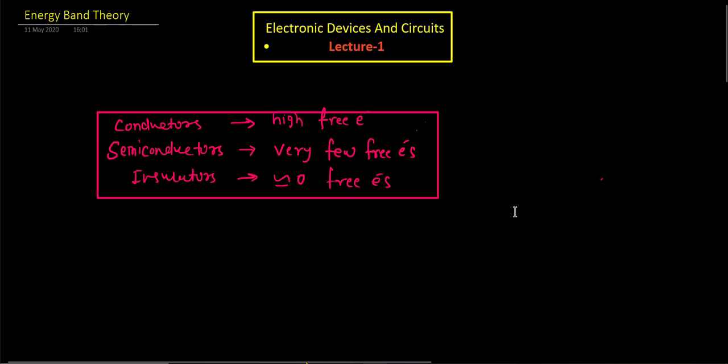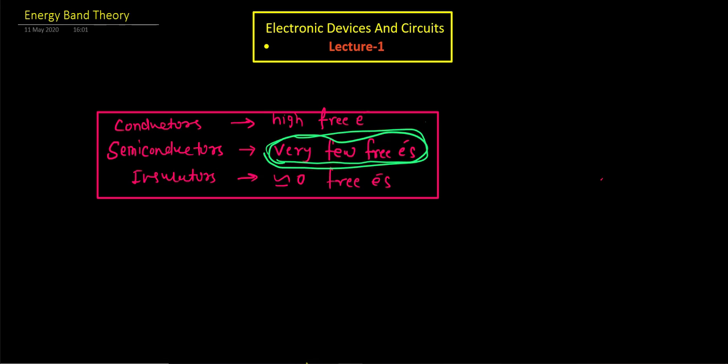Now, when we talk about the semiconductor devices, let's first talk about the semiconductor. Because the semiconductors have very few free electrons in them, the conductivity of the semiconductor is between the conductors and the insulators. Now, where do these free electrons come from? What is the nature of these free electrons?